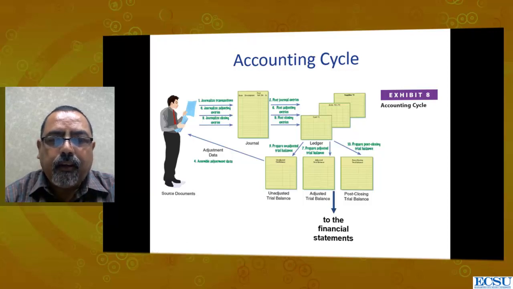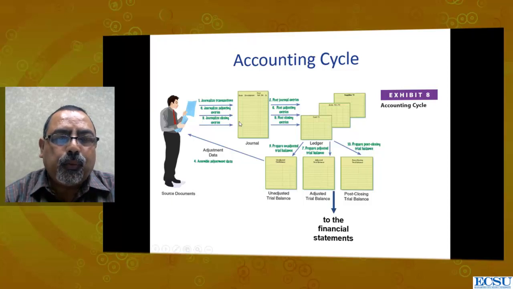So once we have the unadjusted trial balance prepared, we calculate or we assemble the adjustment data, because we'll have to see whether there are any adjustments to be made or not. And then once we have assembled the adjustment data, what we can do is we can use an optional worksheet to assemble those, or we may not.